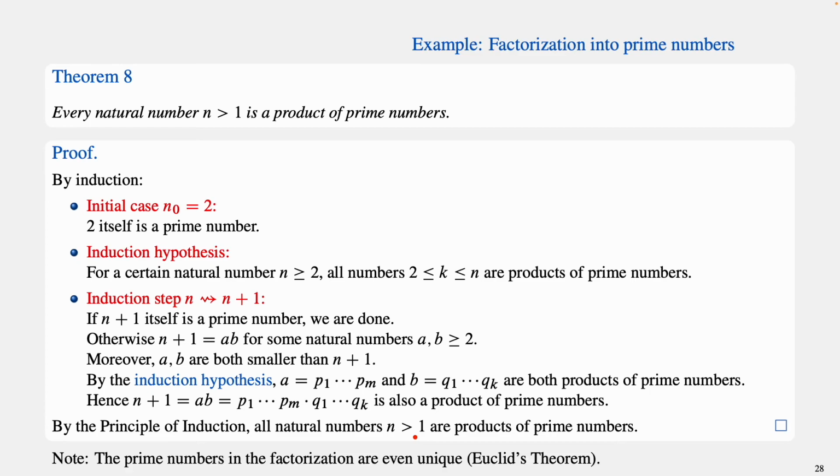It is important to note that this theorem can be made much stronger, namely that the factorization into prime numbers not only exists, but is in fact unique for every number n. This was famously proved by Euclid in antiquity around 300 BC. It's a very important theorem in number theory, and here we have a rather weak version of it.